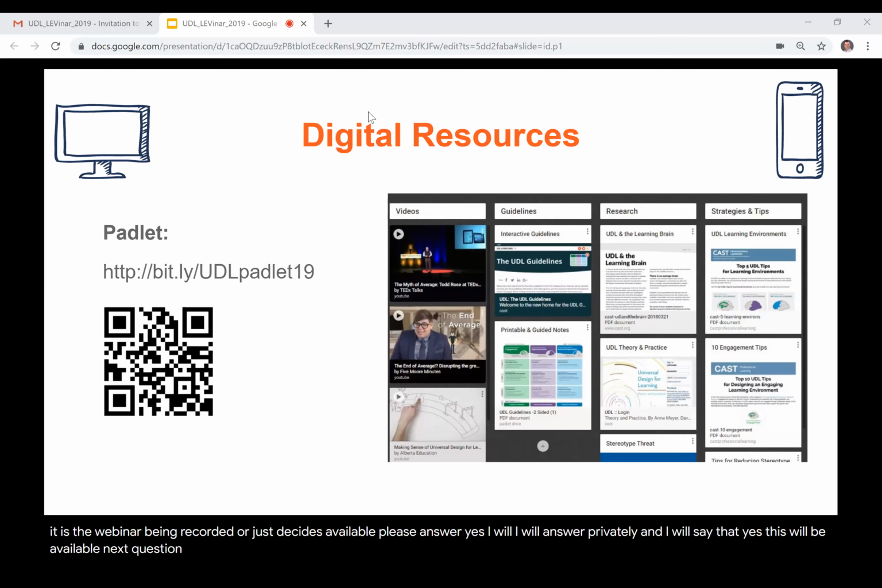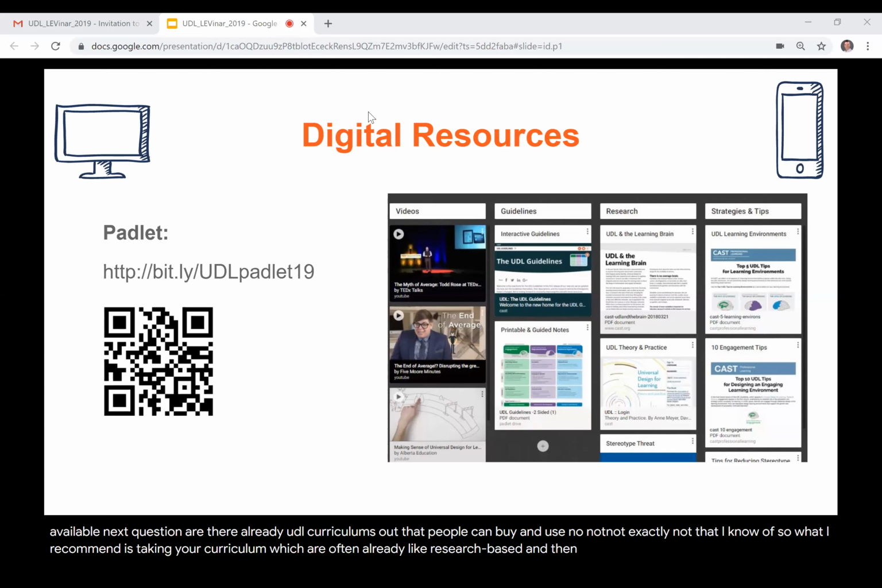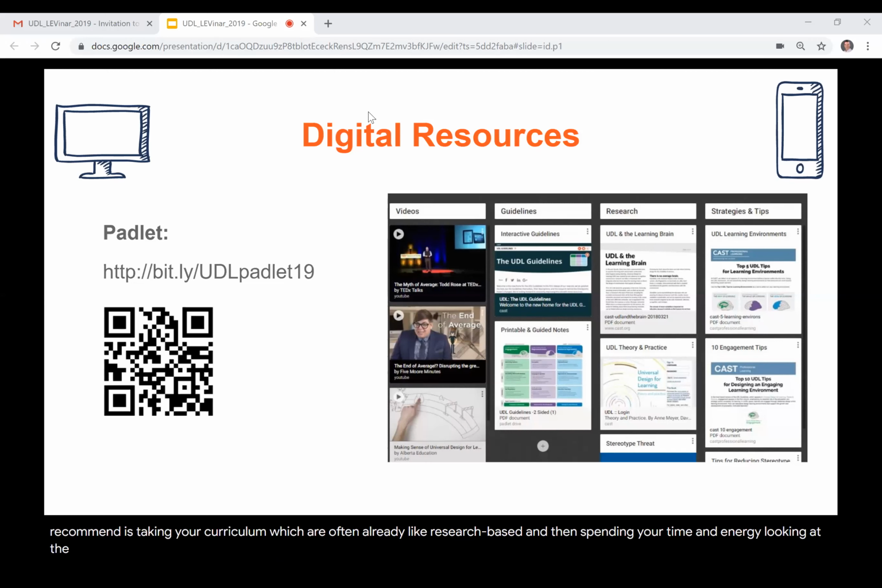Next question, are there already UDL curriculums out that people can buy and use? No, not exactly. Not that I know of. So what I recommend is taking your curriculum, which is often already research-based, and then spending your time and energy looking at the curriculum to see ways that you can remove barriers. Great.